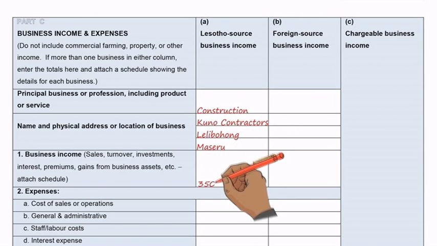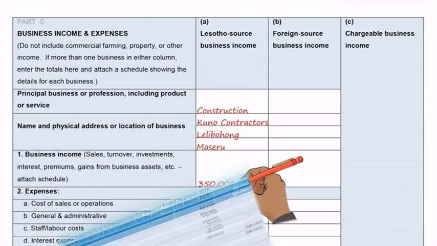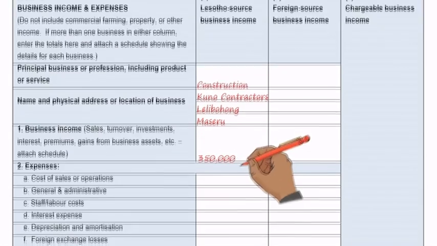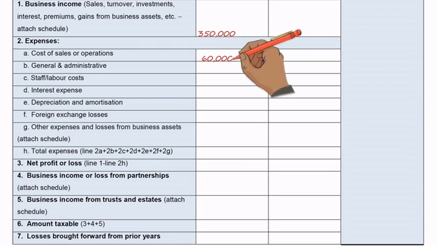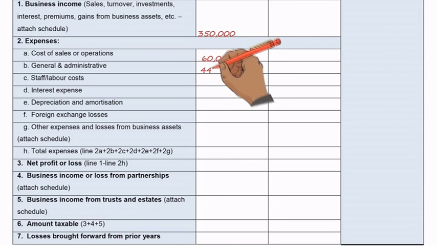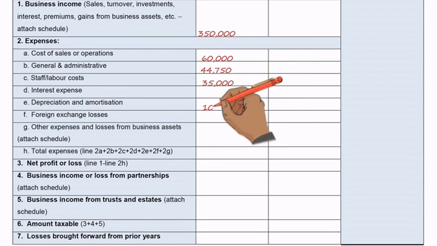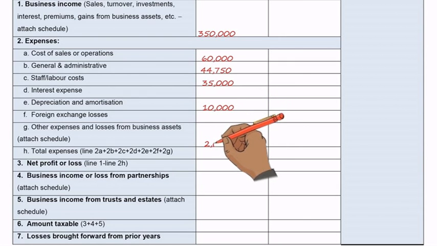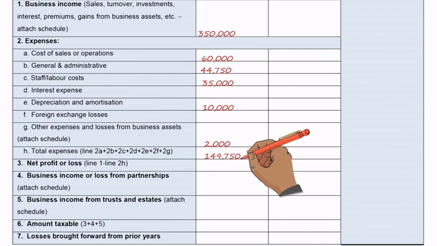One. Fill in all the business income from all sources. Attach financial statements of other business sources. 2. Followed by the expenses. H. Show the total of all expenses.